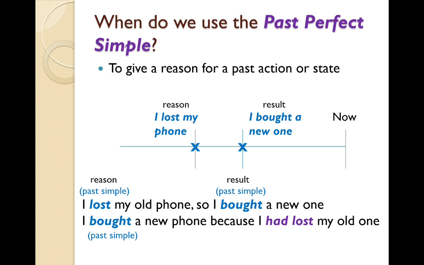We use the past simple for the result and the past perfect to indicate that what comes next was the reason for the result and actually happened before.